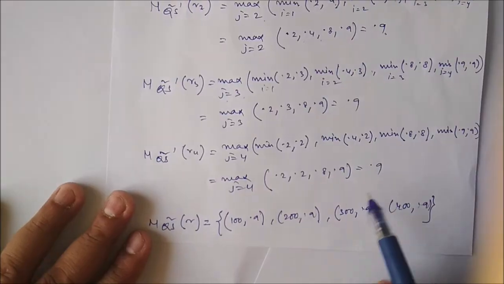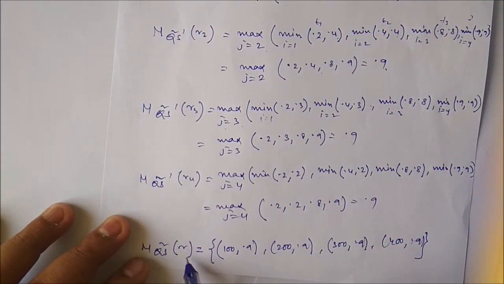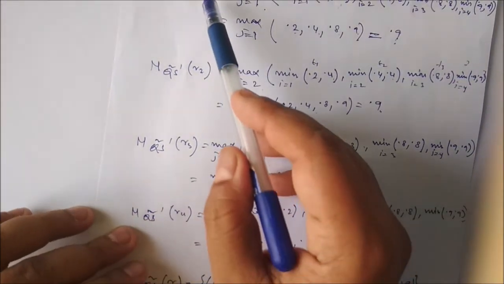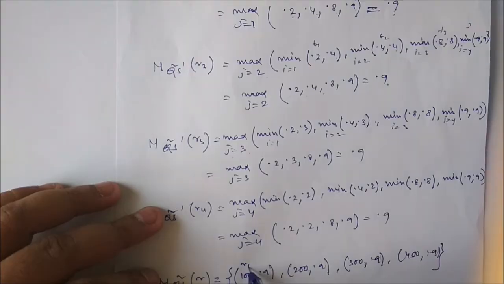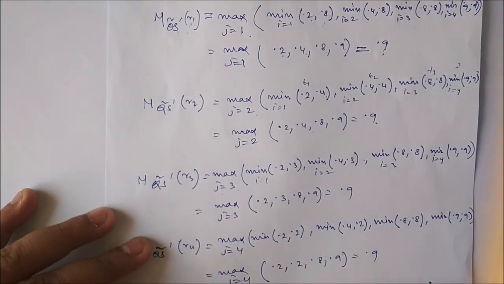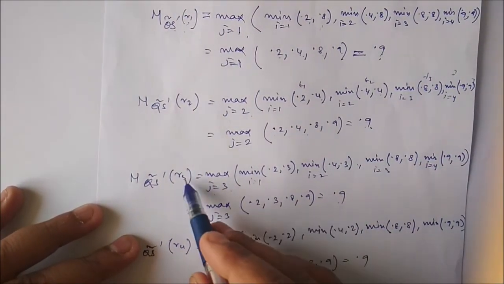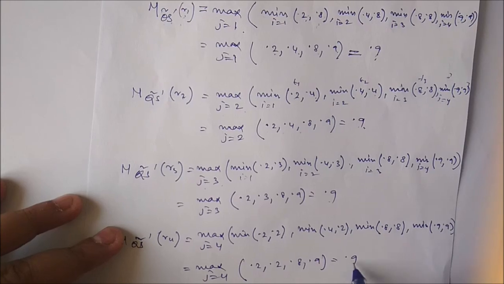So finally, we can see the membership values of R for the fuzzy set quite slow. For R1, it is 0.9. For R2, it is 0.9. For R3, it is 0.9. And for R4, it is also 0.9.